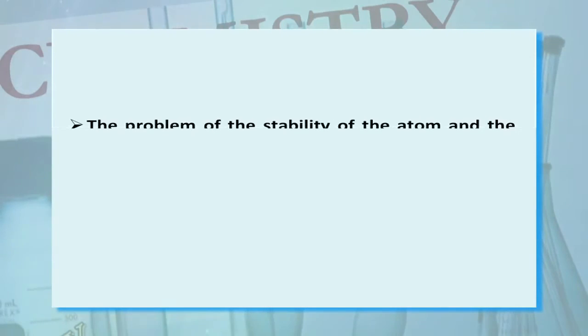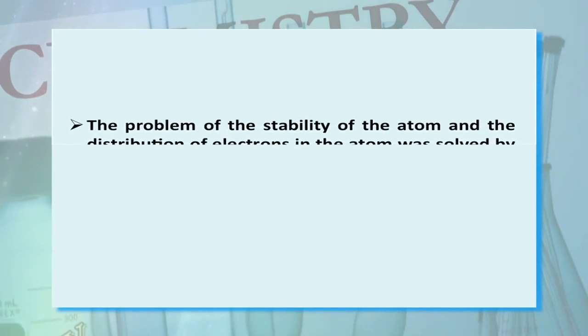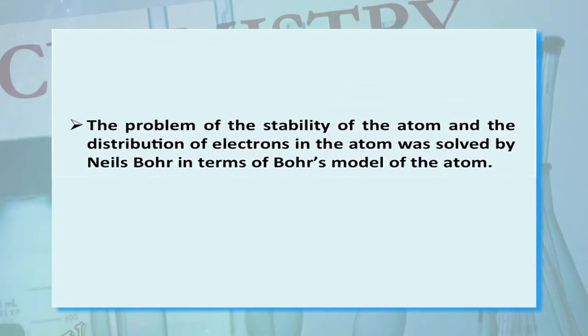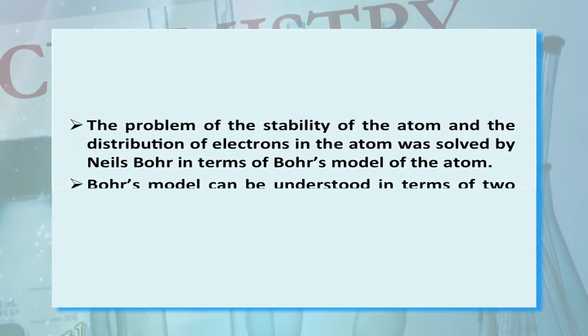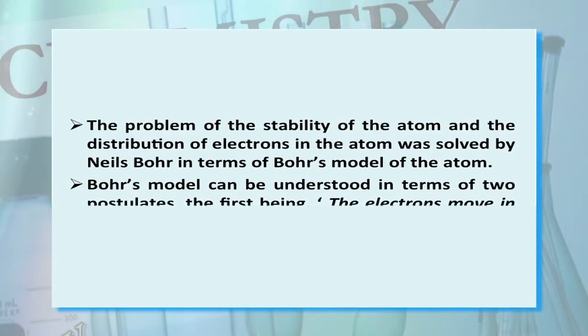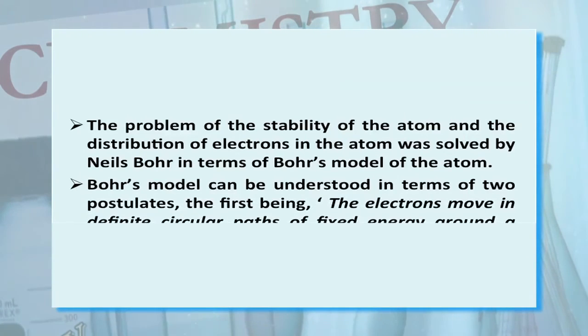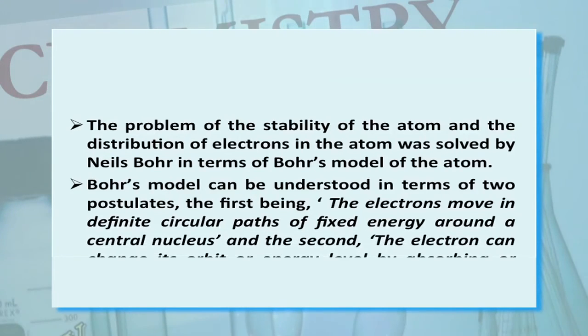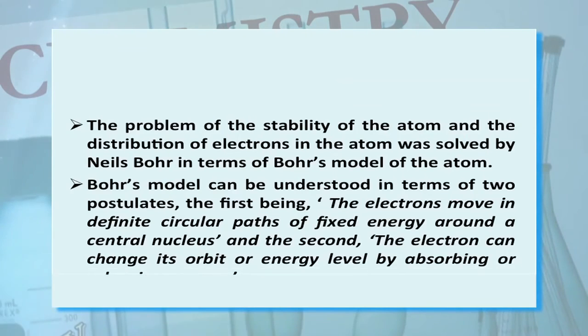The problem of the stability of the atom and the distribution of electrons in the atom was solved by Niels Bohr in terms of Bohr's atomic model. Bohr's model can be understood in terms of two postulates. The first is that an electron moves in a definite circular path of fixed energy around a central nucleus, and the second is that the electron can change its orbit or energy level by absorbing or releasing energy.